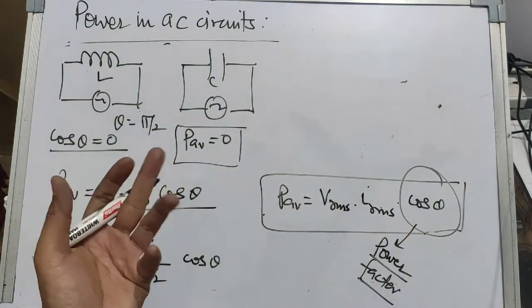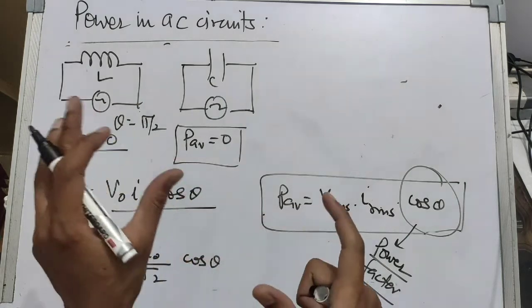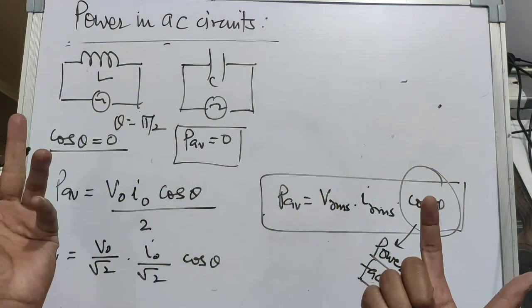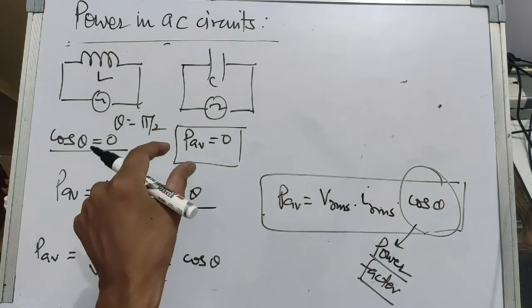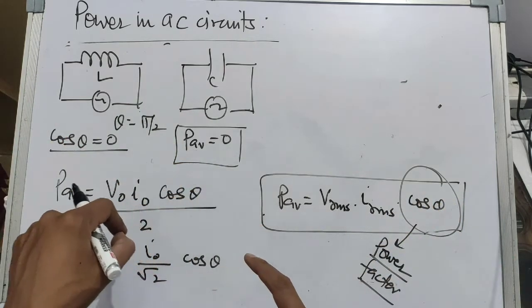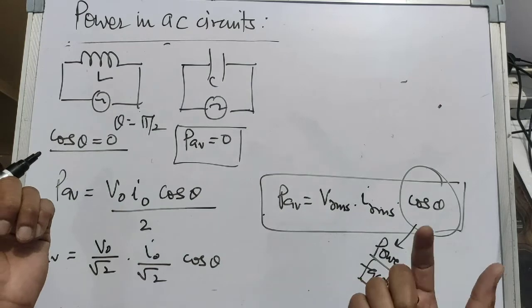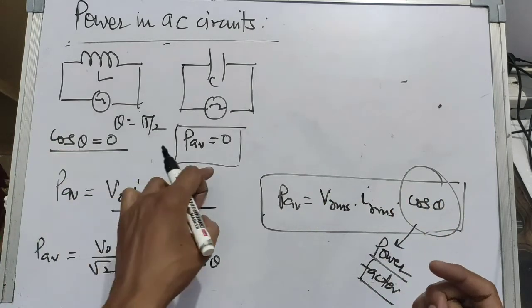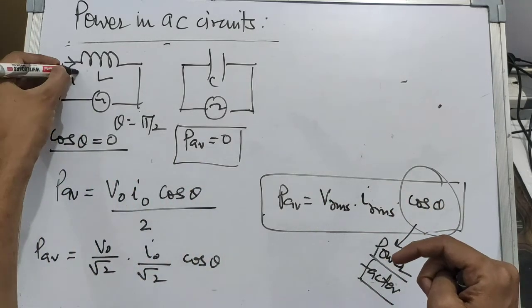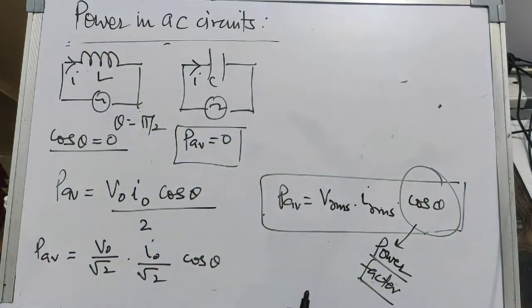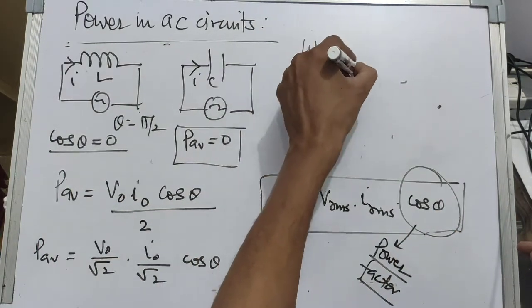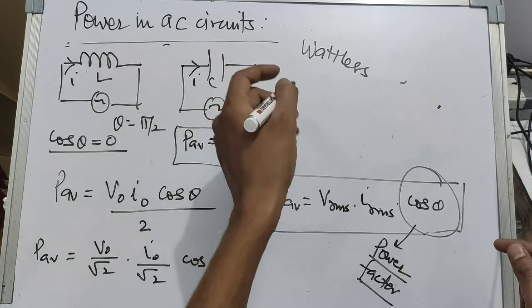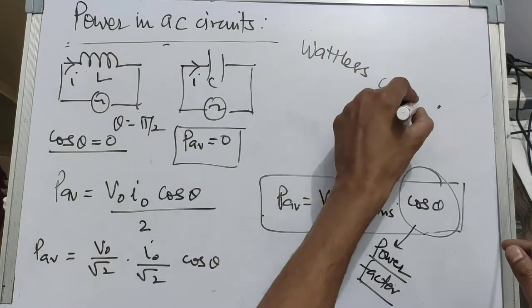That means, for an ideal capacitor or an ideal inductor, no energy is dissipated in the form of heat. So the average power consumed for one complete cycle by an ideal inductor or an ideal capacitor connected to an AC source is 0. Such an AC current flowing through an ideal capacitor or an ideal inductor is called wattless current, because the average power consumed for one complete cycle is 0.